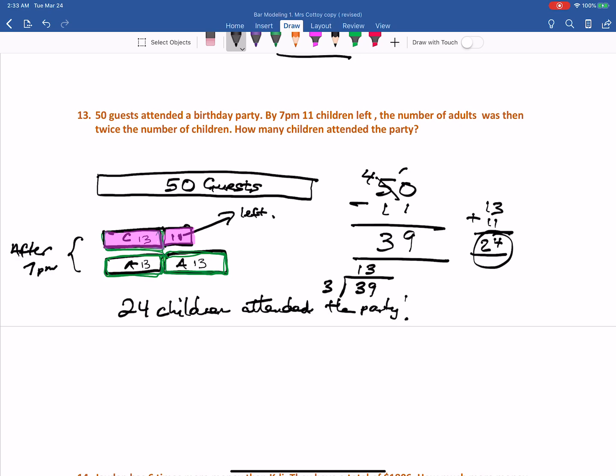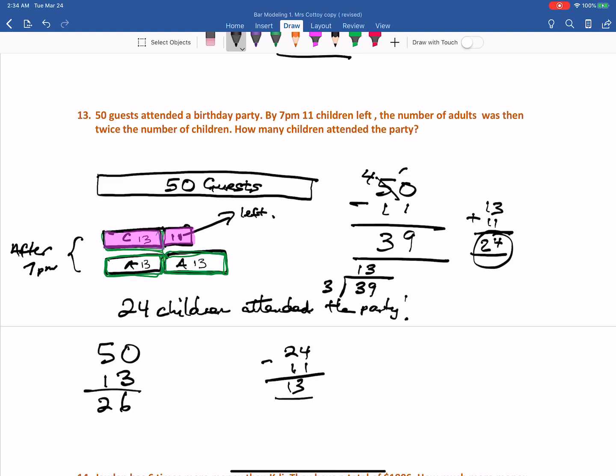Let's very responsibly check our answer. 50 guests, by 7, 11 children left. Okay, if there were 24, that's 24 take away 11, which is 13. So we have 13 children. And if that 13 children represented half the number of adults, because the adults were twice the number of children, that means there were 26 adults. Let's see.